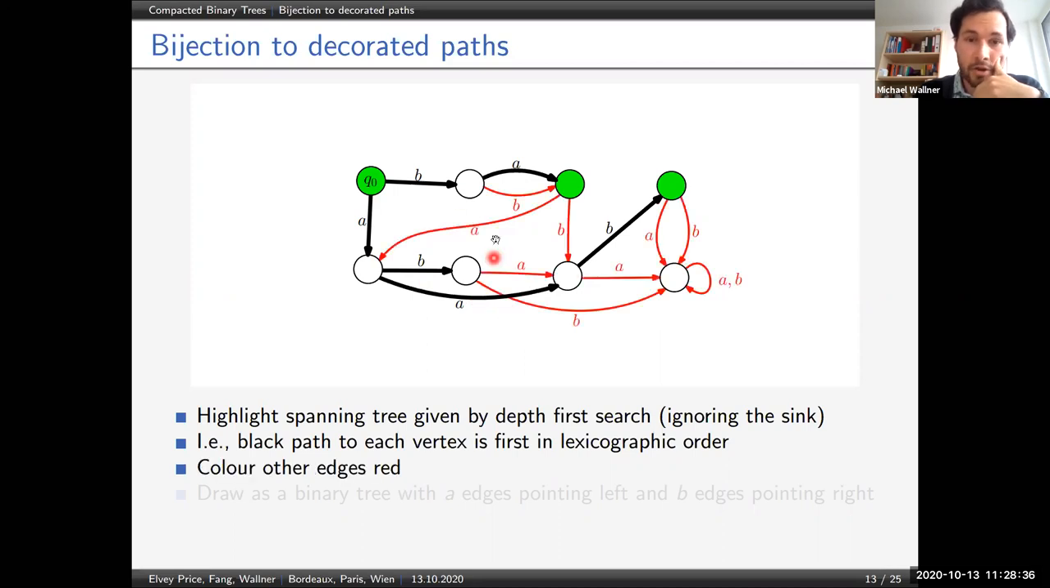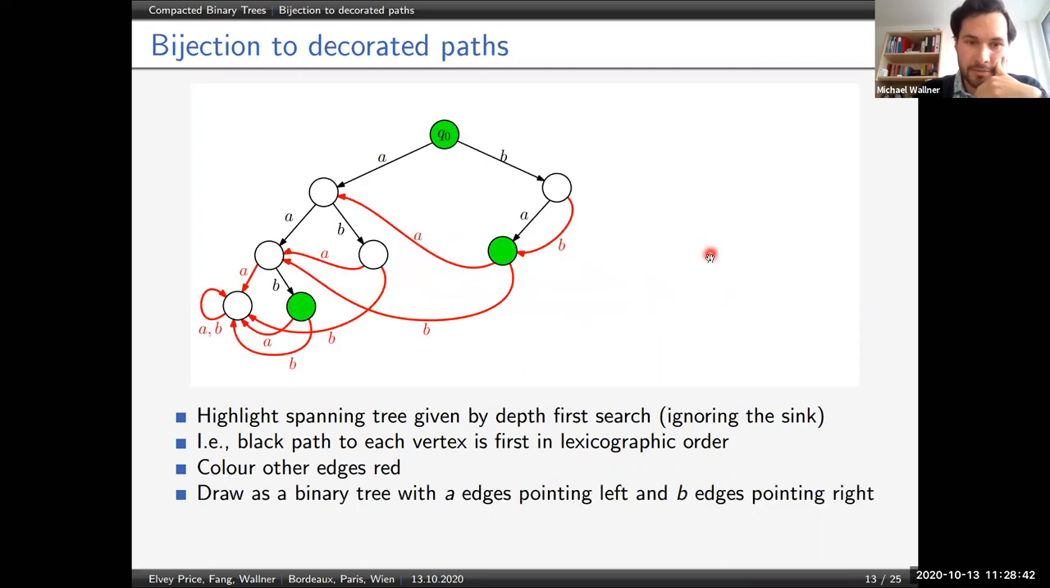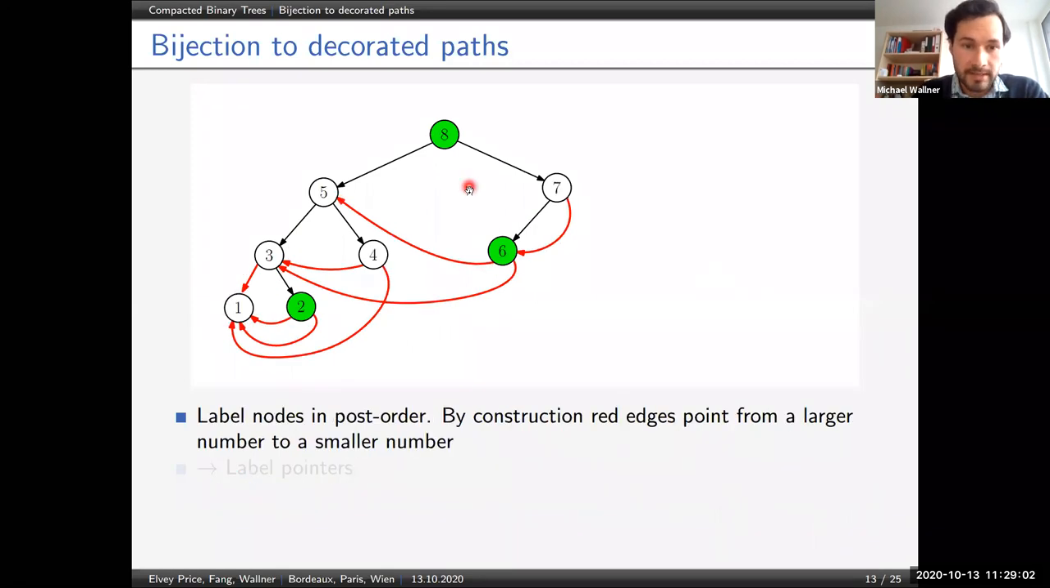Then we color the other edges in red, and then we draw it as a binary tree, because we interpret, like Antoine did, true left and false right, and I just take a left and b right, and then we get a plain binary tree. And that now looks already very much like the DAGs I've shown you before of the compacted binary trees. What we do next, we label the nodes in post order. Again, post order, like in the compaction procedure, and we label them as we see them. We see this one first, then we see this one. This is the third one we see, the fourth one, and so on.